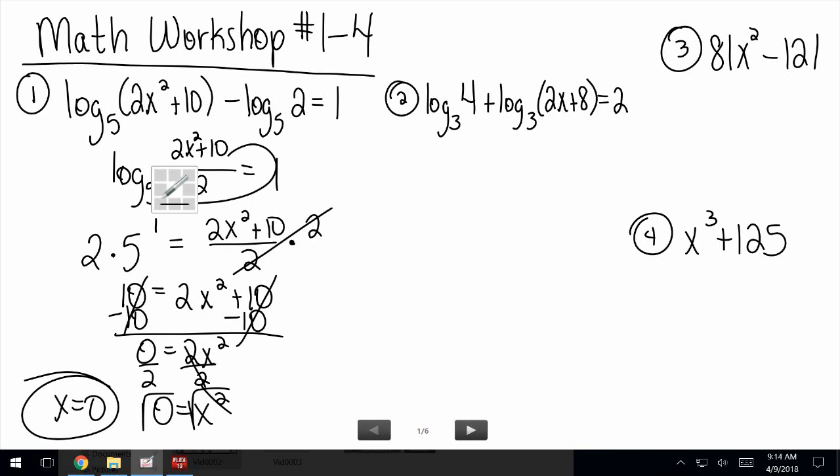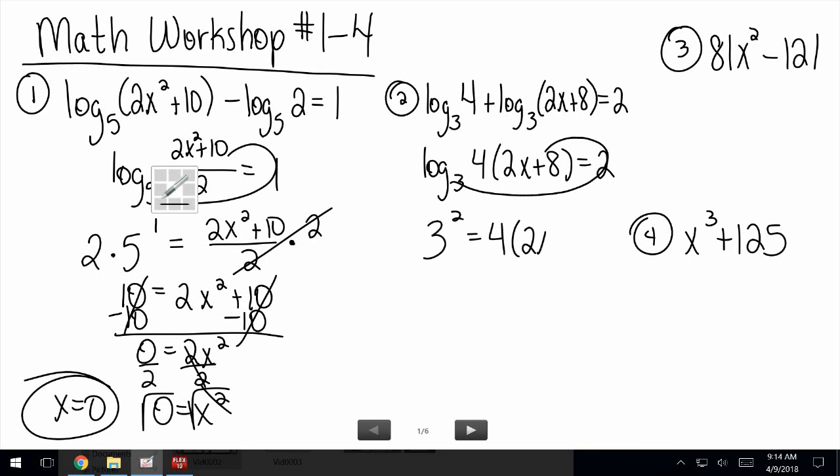You do what? Multiply. There you go. Right? So how do you get rid of the log since there's not one on both sides? Do a little swoosh thing. Then you go 3 to the second power equals that guy. All right, what is 3 to the second power? 9. There you go.